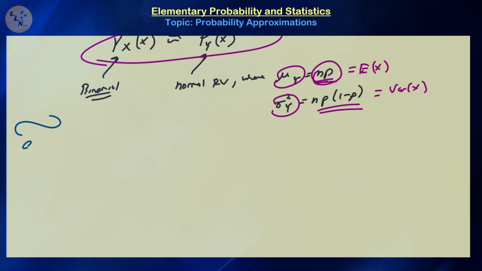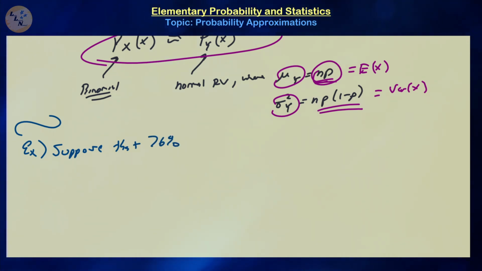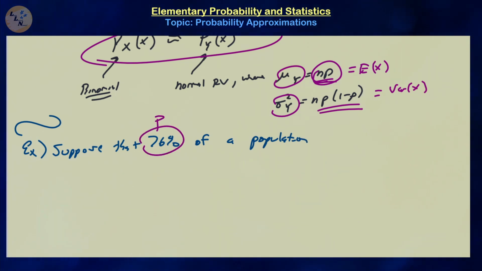All right, so let's look and see how we can actually use the normal distribution to approximate a binomial random variable. So let us suppose that 76% of a population, right, so that's clearly going to be our probability of success p, and we're not going to have any bounds on that, so that can be as large or as small as we want, which is actually pretty great. And let's assume that this subset of the population enjoys exercise.